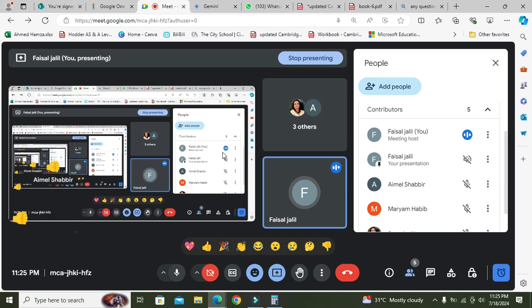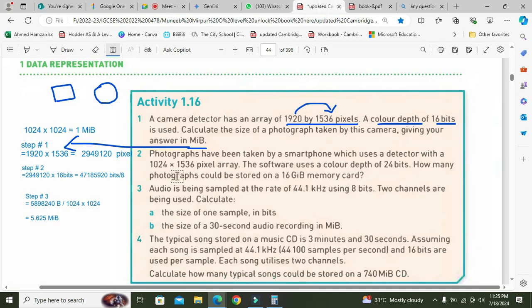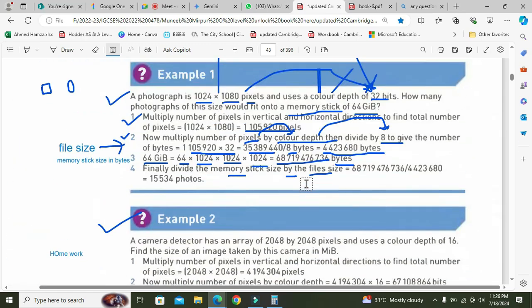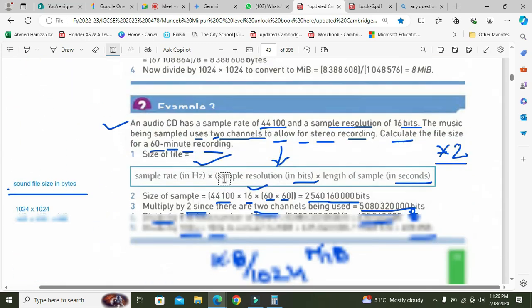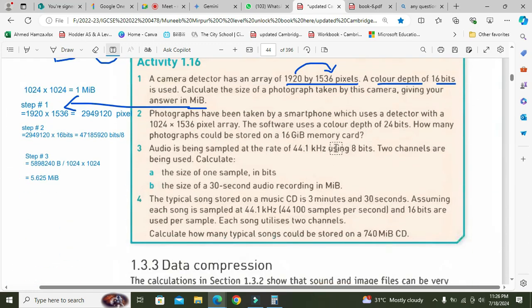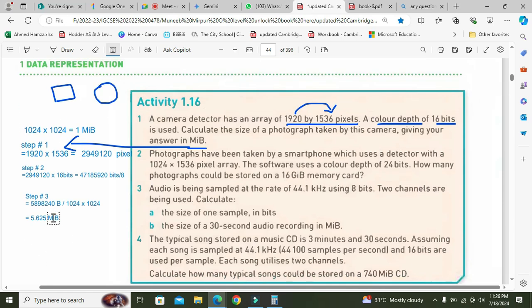Okay, good. Now moving towards the next question. A photograph has been taken by a smartphone which uses a detector with a resolution, this is called resolution, of 1024 multiplied by 1536 pixel array. The software uses a color depth of 24 bits. How many photographs could be stored on a 16 GB memory card? Yes, it's GB. So now the rest of the information is the same. Where do we need to make changes?